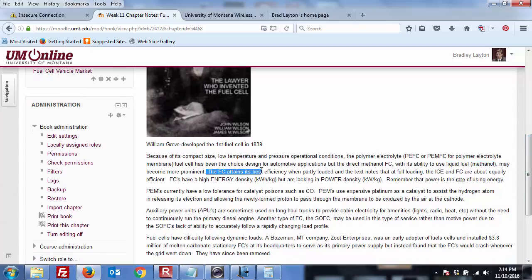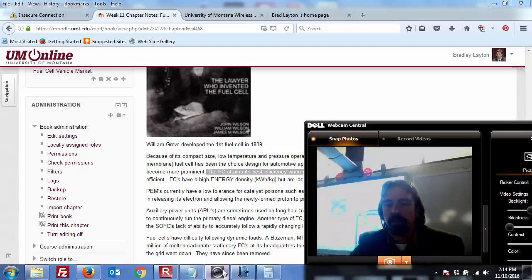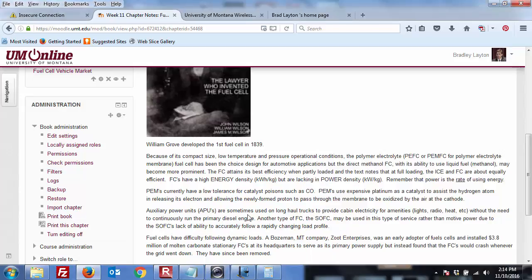The fuel cell attains its best efficiency when partially loaded, and you can think of that in terms of running a bicycle or any car. If you're simply spinning your wheels or spinning around, your efficiency is very low. So as long as you have some pushback, your efficiency is going to be greater. That's what that means.